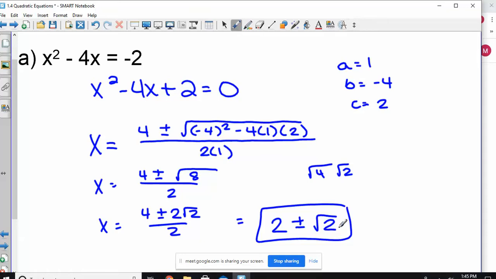Do you need another quadratic formula example? Are we good? Not good? Give me something. Good?